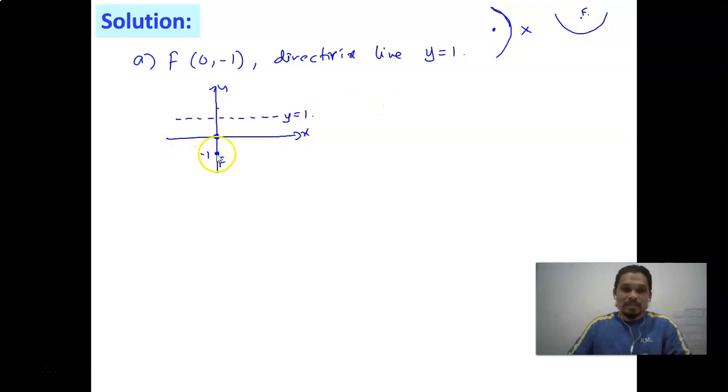So if this is the focus and the directrix line, can we see that this is the curve of the parabola? No. The parabola is somewhere around here.